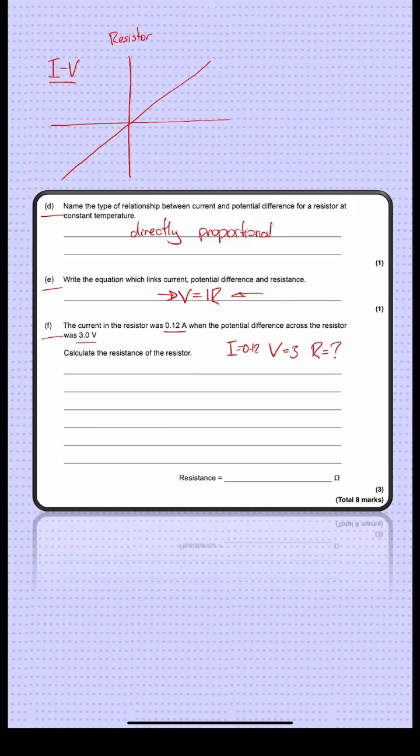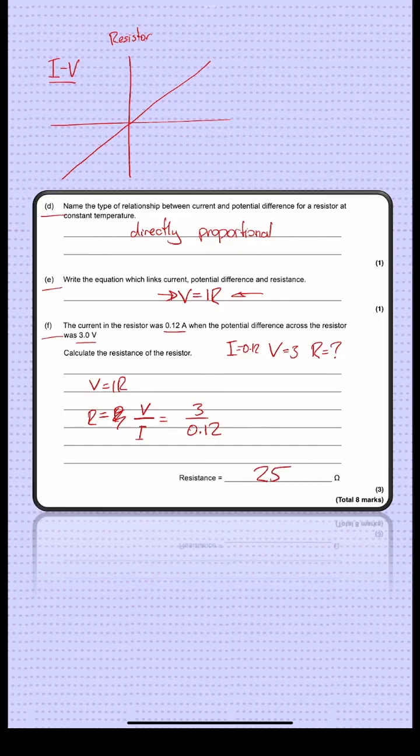So yes, let's rearrange that equation. V equals IR, so R is equal to V over I. We move the I to the other side of the equation. 3 over 0.12, which gives a final answer of 25 ohms. Yes, well done, guys. 25 ohms, that's correct.